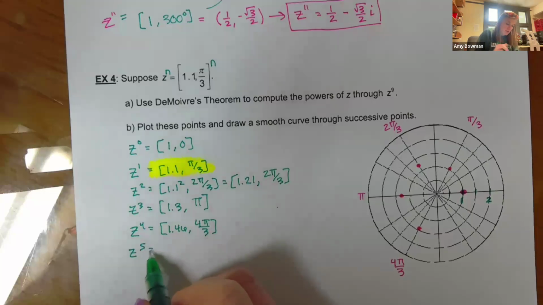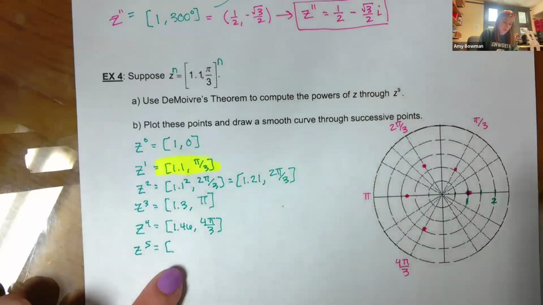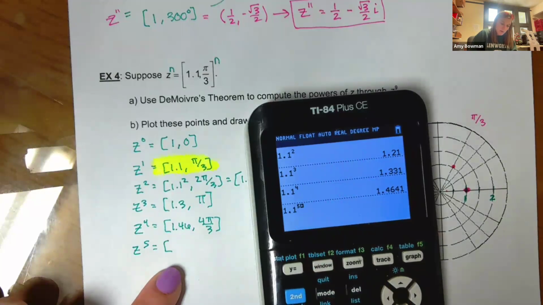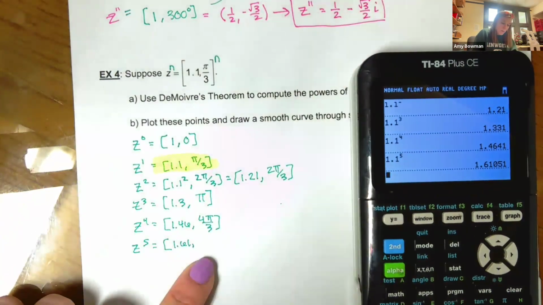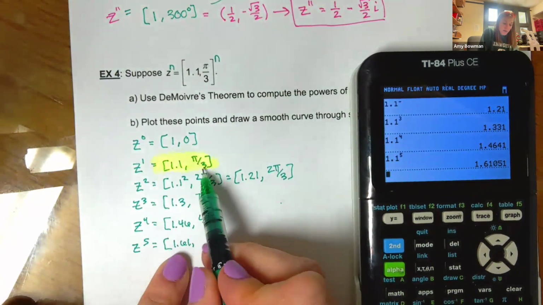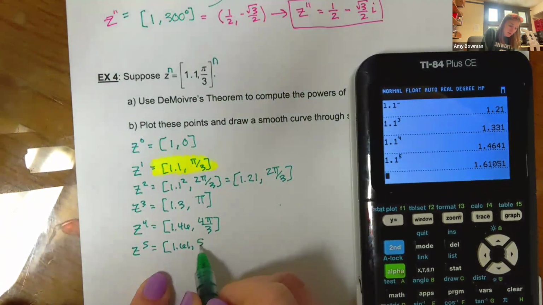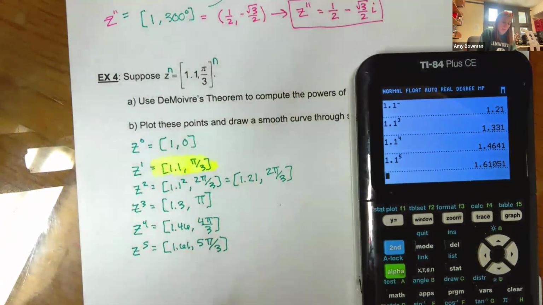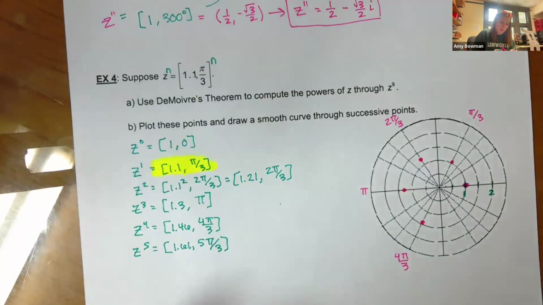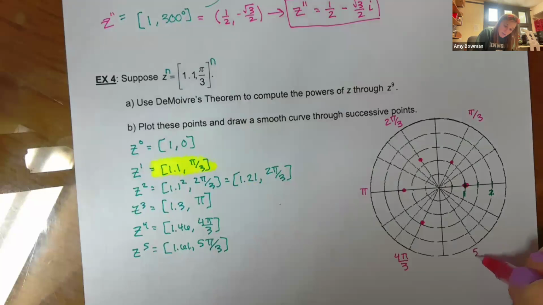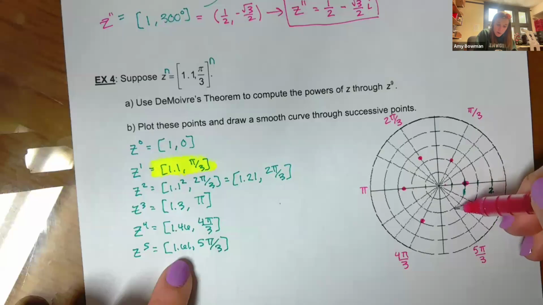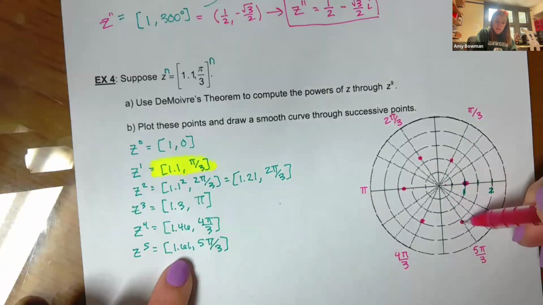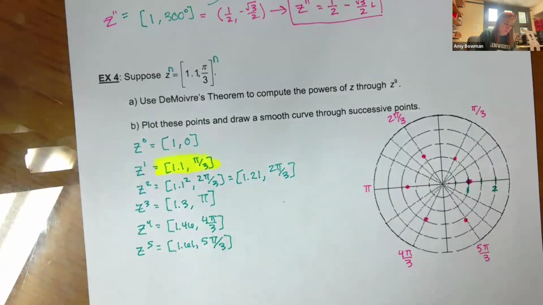z to the fifth. We're going to raise 1.1 to the fifth. We get 1.61. Pi thirds times 5 is just 5 pi thirds. And then 5 pi thirds, if we go graph that, is right here. And we're going out 1.6. So there's a half, 1, 1.5. So 1.6 would be slightly past 1.5. A few more to go.